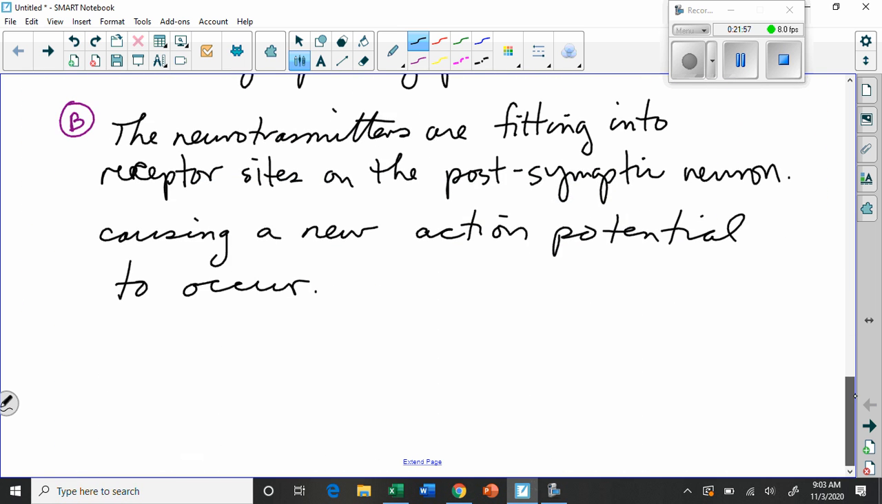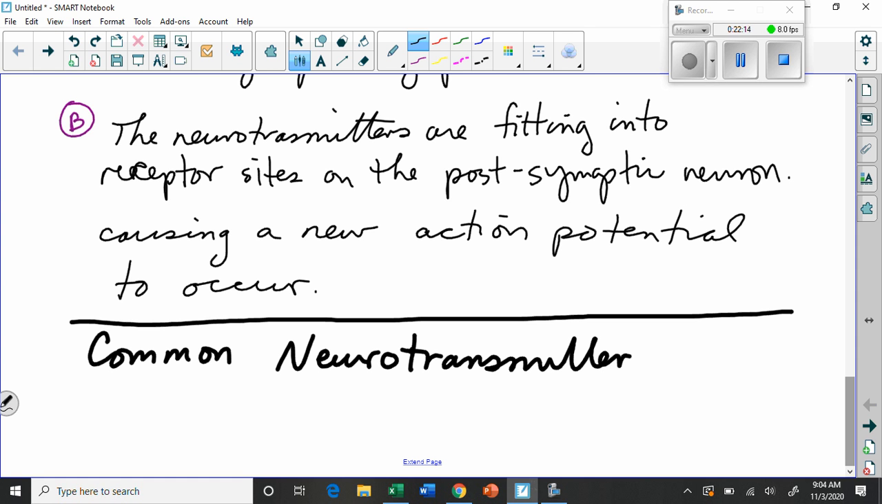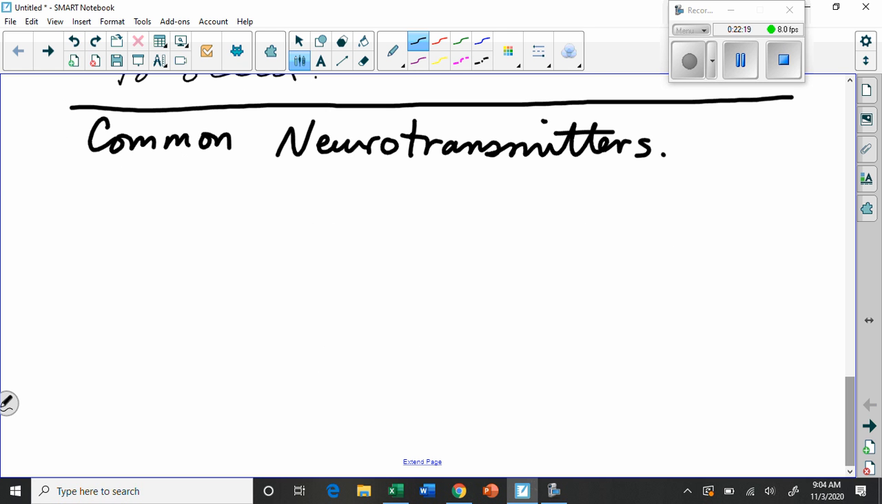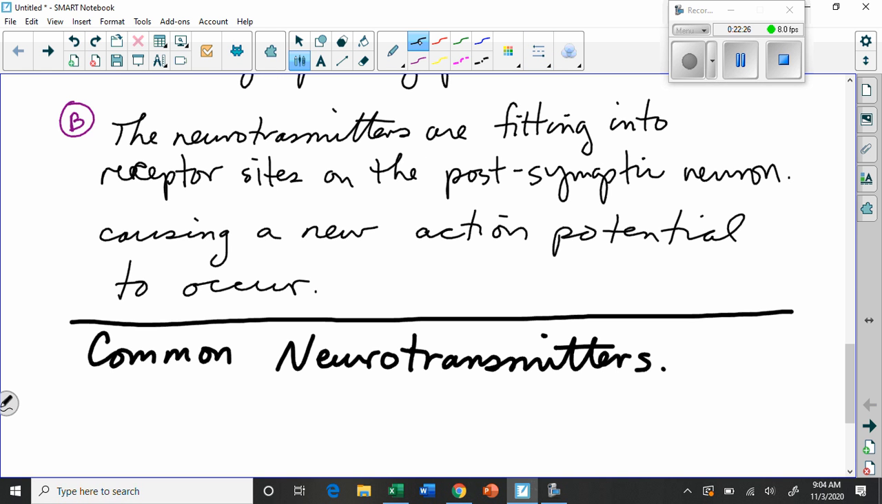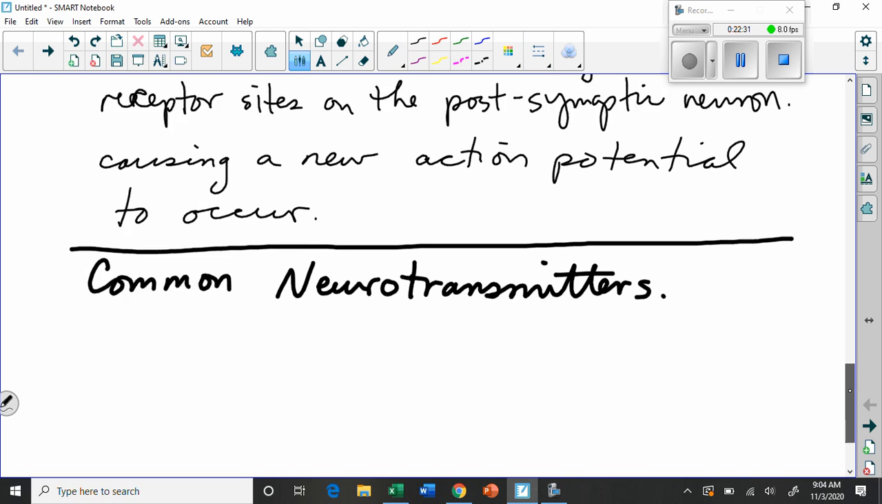All right, so what we'll do now is look at some common neurotransmitter molecules to get an idea of what some of them are. So let's put common neurotransmitters. And we'll make a little list and describe some of their basic functions. I'm going to borrow from this textbook here. Acetylcholine is a very important one. So let's write it down.